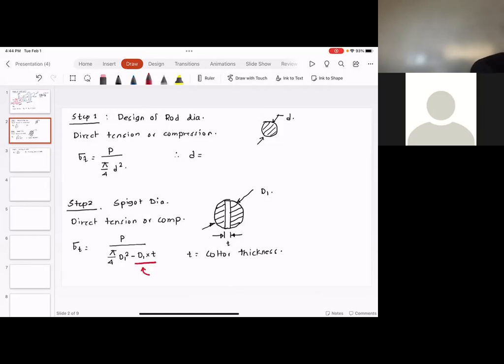which comes from step 3, and then you should be able to get the value of D1. Once you know the value of D1, then you can find out the value of T, the thickness of quarter. So this way, now you have two dimensions at the same time.